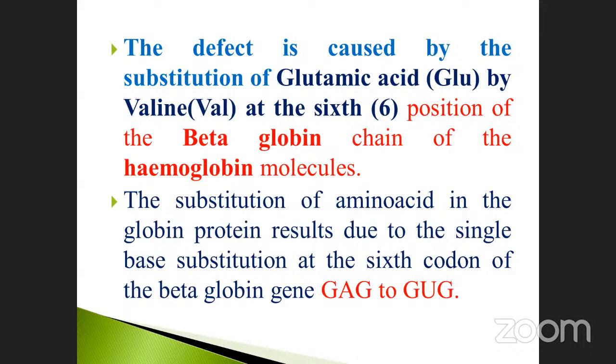That is very, very important. Here the 3 questions are: glutamic acid is replaced by valine. First one, which position? Sixth position. How many amino acids are there? 7 amino acids are there. Which globulin molecule chain? Beta globulin chain.